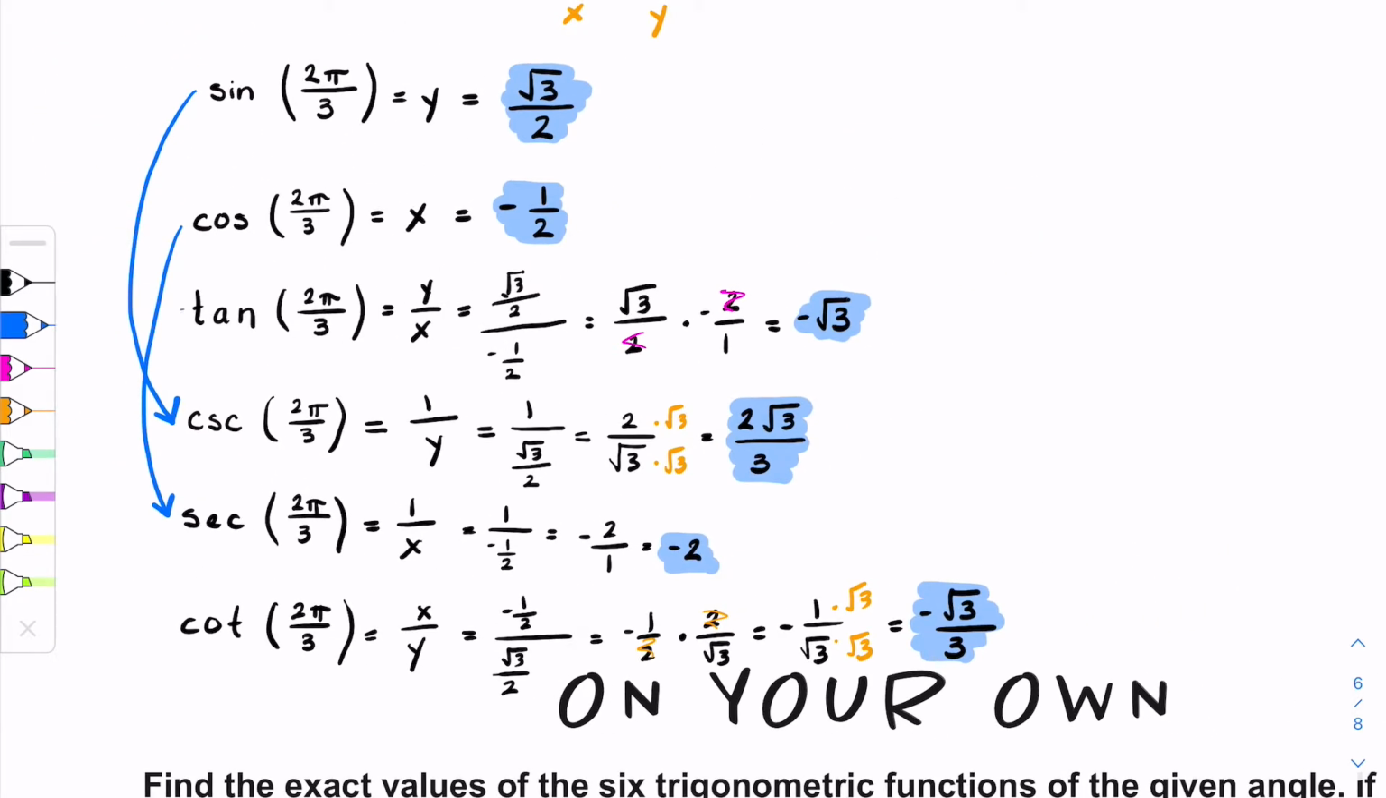And those are your 6 trig values. Okay, so the unit circle always tells you cosine and sine, and then from there you can find the remaining 4.